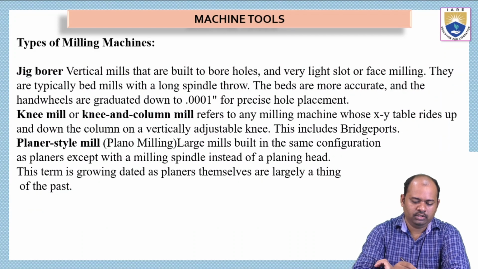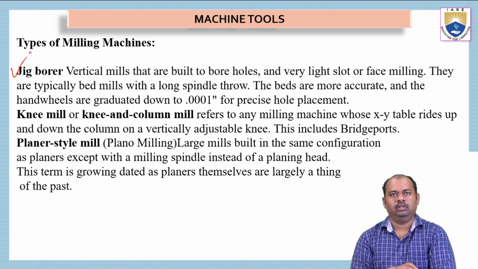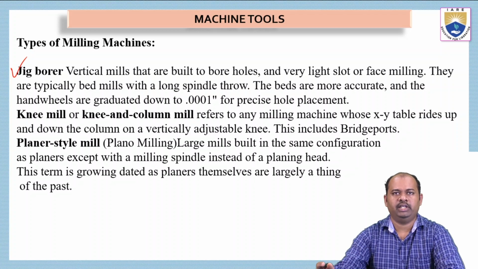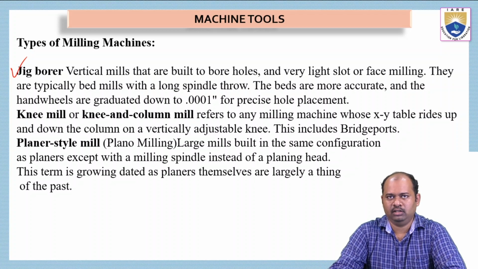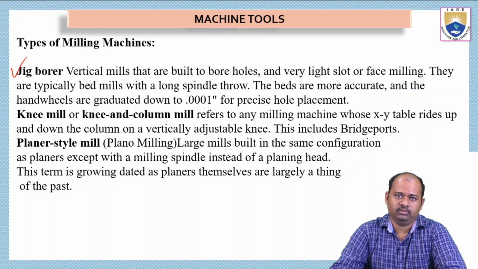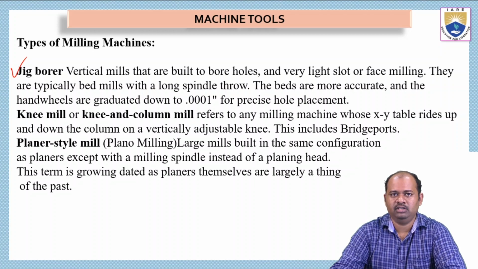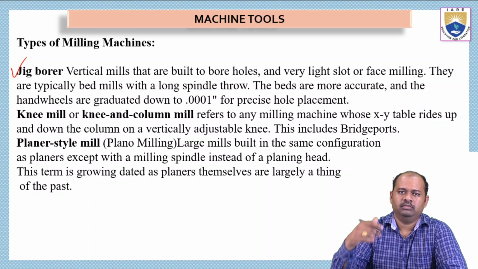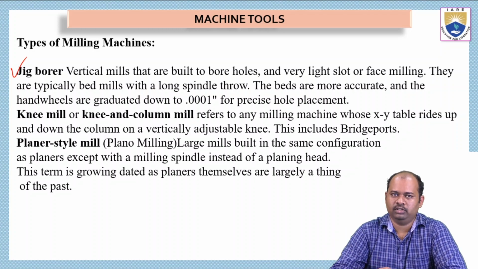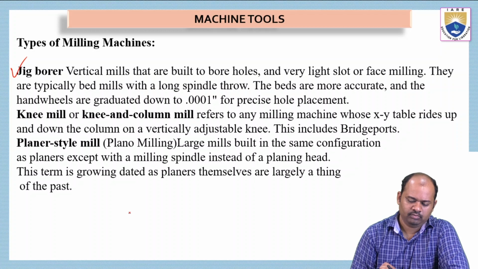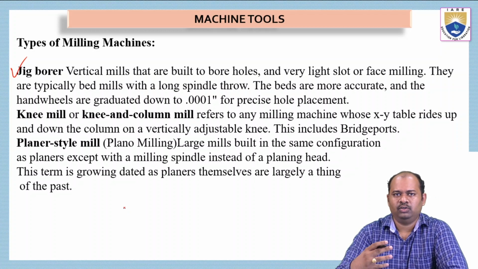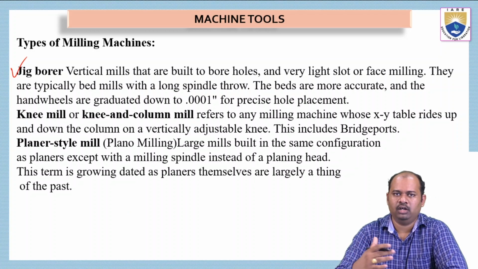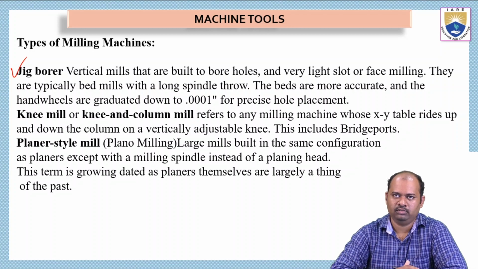And then we have jig borer. Jig borer is also another type of milling machine. Vertical mills that are built to bore holes. This is a vertical type of machine which is used for milling holes or boring holes. We know what the boring process is. Boring is nothing but increasing the diameter of the hole or improving the surface finish of the hole. We will use the process called boring.